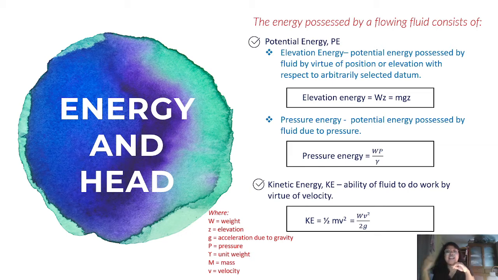Under the potential energy, we have two sub-types: energy due to elevation and energy due to pressure, or the elevation energy and pressure energy. When we say elevation energy, that is the potential energy possessed by the fluid by virtue of position or elevation with respect to an arbitrarily selected datum.